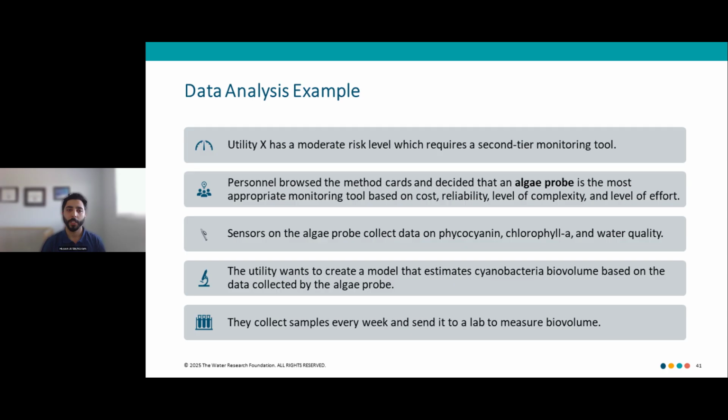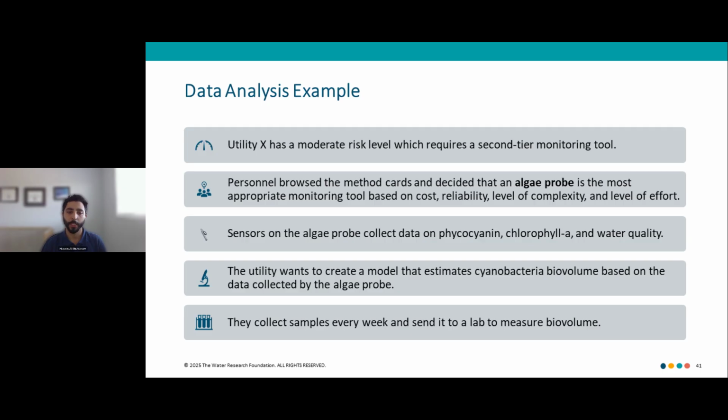So coming to a more specific example, if we imagine utility X, coming back to Mena's example in the initial risk assessment, where we required a moderate risk, which requires a second tier monitoring tool. The personnel at that facility browsed the method cards and decided on purchasing an algae probe based on various factors. Then they start collecting data on phycocyanin, chlorophyll A, and water quality. And they decide that they would like to create a model that will estimate cyanobacteria biovolume based on the data collected by the algae probe.